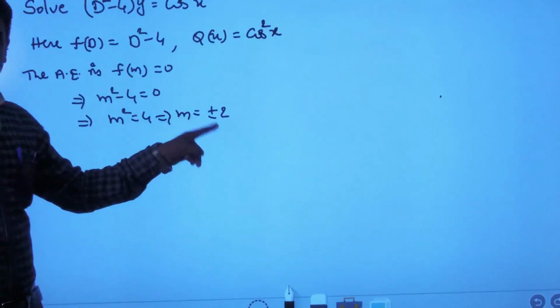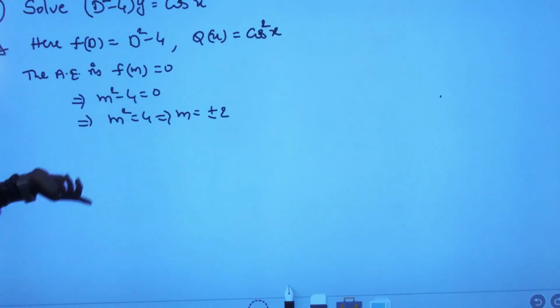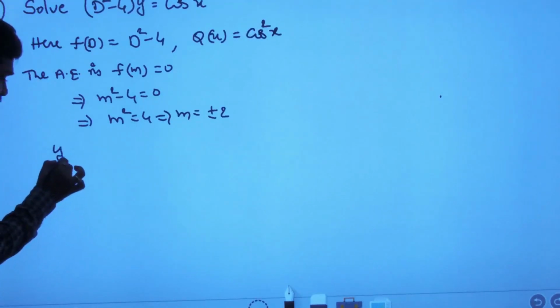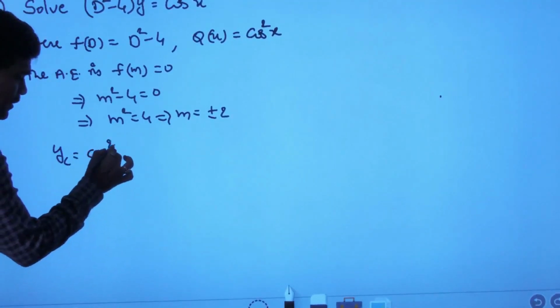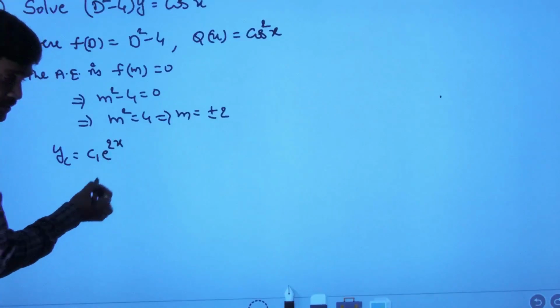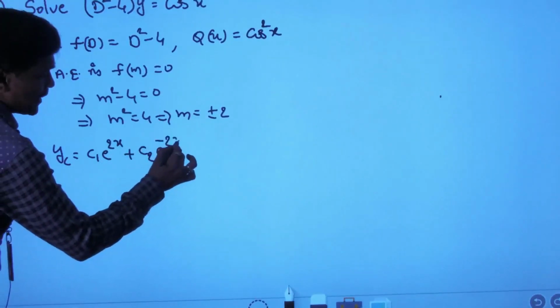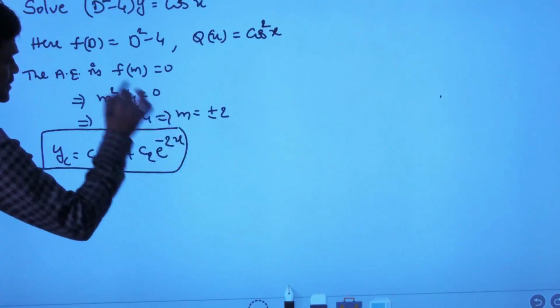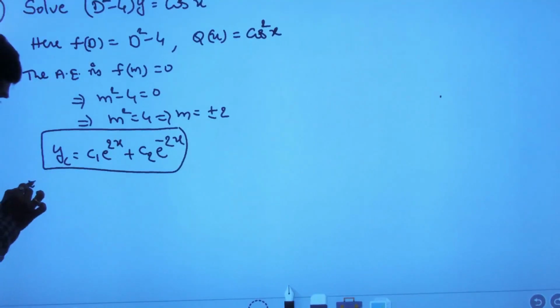Here also the roots are distinct roots. When we get distinct roots, the complementary function can be written as c1 e power 2x plus c2 e power minus 2x. So this is the complementary function, that is yc. Right? Next, particular integration.